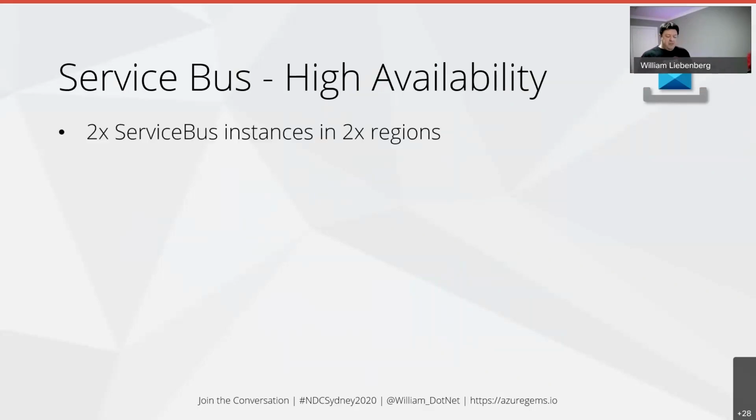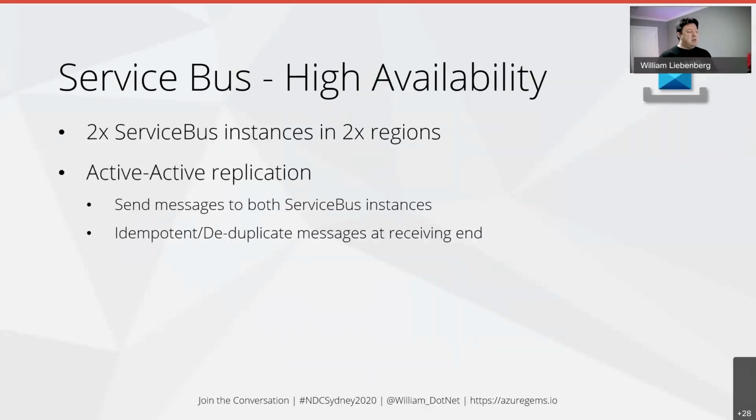So what we do is take our Service Bus instance and deploy it into two or more regions, and then we look at, say, an active replication pattern. What that means is our sending application sends the same message to both service buses. But on the receiver end, we're not going to receive the same message twice. So we have to make sure that if we process the same message twice, the second one doesn't have a negative impact or side effects to that operation.